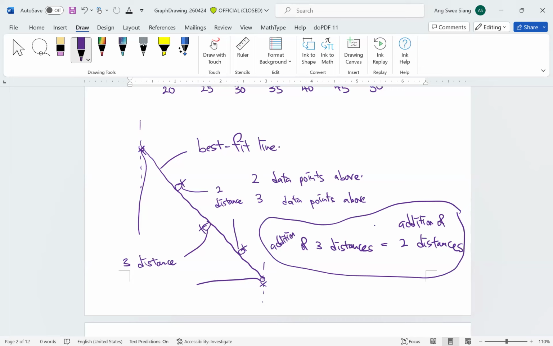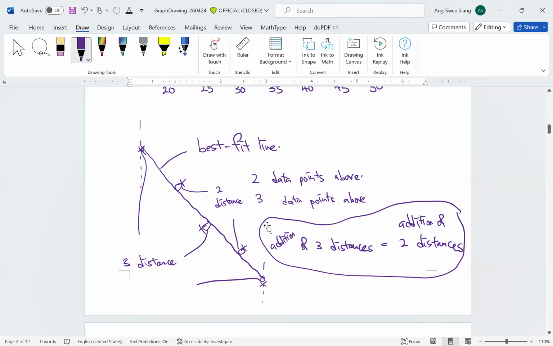But we are human, we are not robots, so it is very unlikely we are able to do that. But you still need to try to draw your best fit line such that the teachers marking your graph can see that effort is put in to show that you know what the best fit line is.